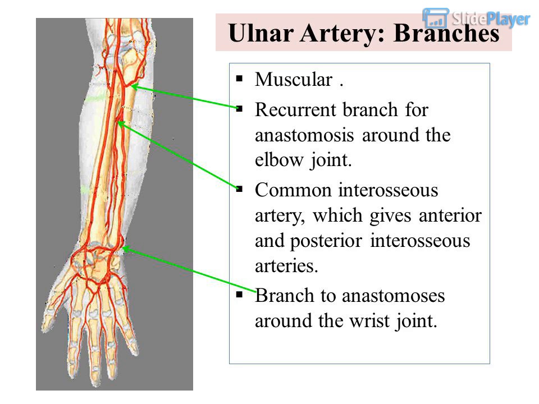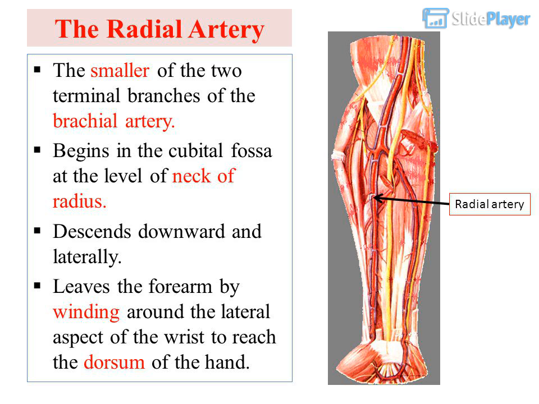Ulnar artery branches: muscular, and a recurrent branch for anastomosis around the elbow joint. The common interosseous artery gives anterior and posterior interosseous arteries. A branch also contributes to anastomosis around the wrist joint.